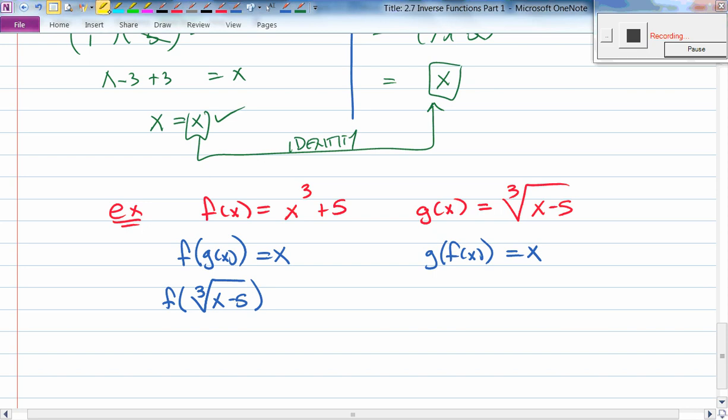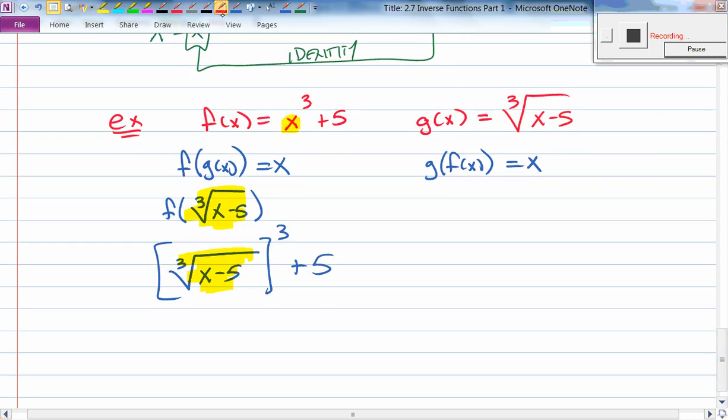So that means that I'm going to plug all of this into my x function. So I'm going to get the cube root of x minus 5. And I'm going to cube all of that, and then I'm going to add 5. So everybody see that the highlighted parts all fit into each other? Okay, good. And then do you notice what's happening here? Check it out. The cube root of something cubed gives me back x minus 5 plus 5. So x minus 5 plus 5. Hey, check it out. I get back an x. That's good news.